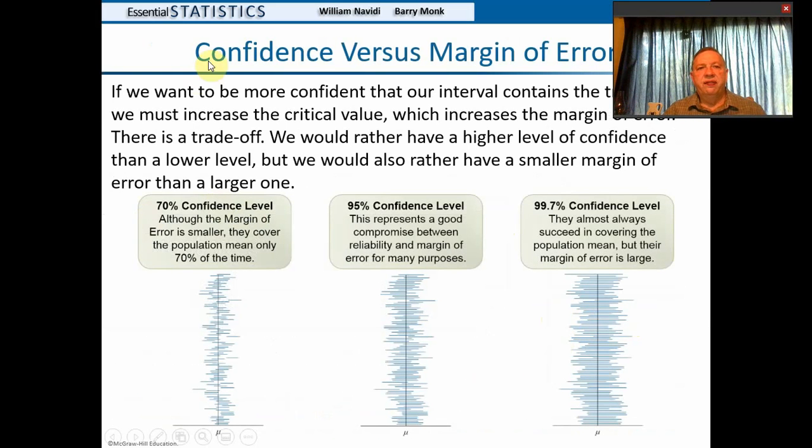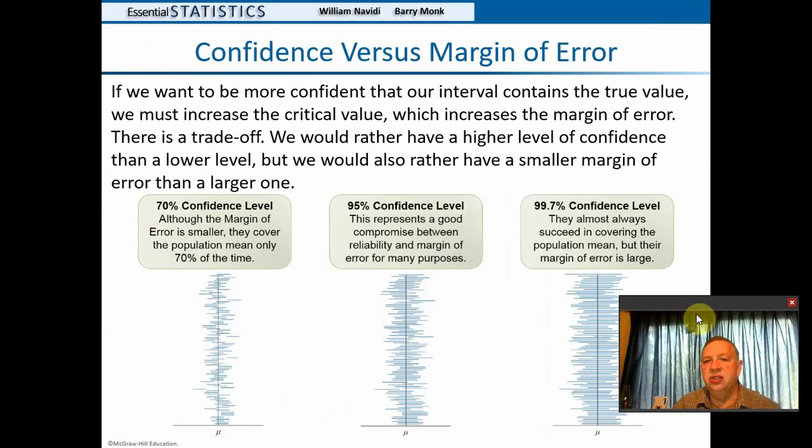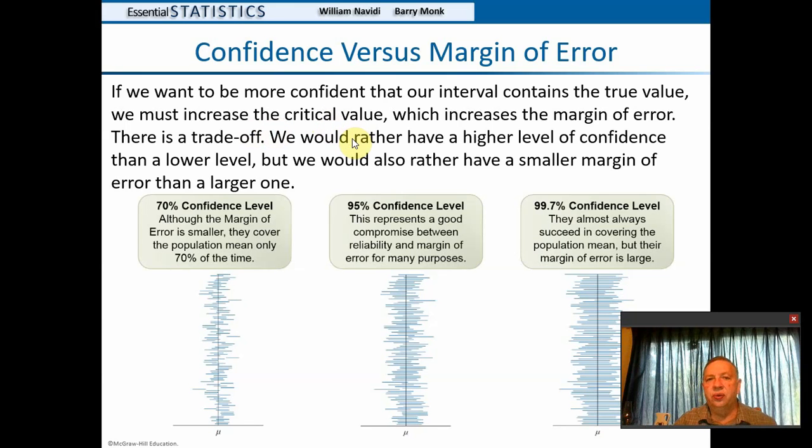So again, here is the confidence versus margin of error. If we want to be more confident that our interval contains the true value, we must increase the critical value, which increases the margin of error, and there's a trade-off. We would rather have a higher level of confidence than a lower level, but we also would rather have a small margin of error. You would like to have some mean plus or minus a small value. I can only do this by reducing the confidence level. The more confident I am, the more I open this thing up to make sure that 99% of the time, we're going to get that true mean.